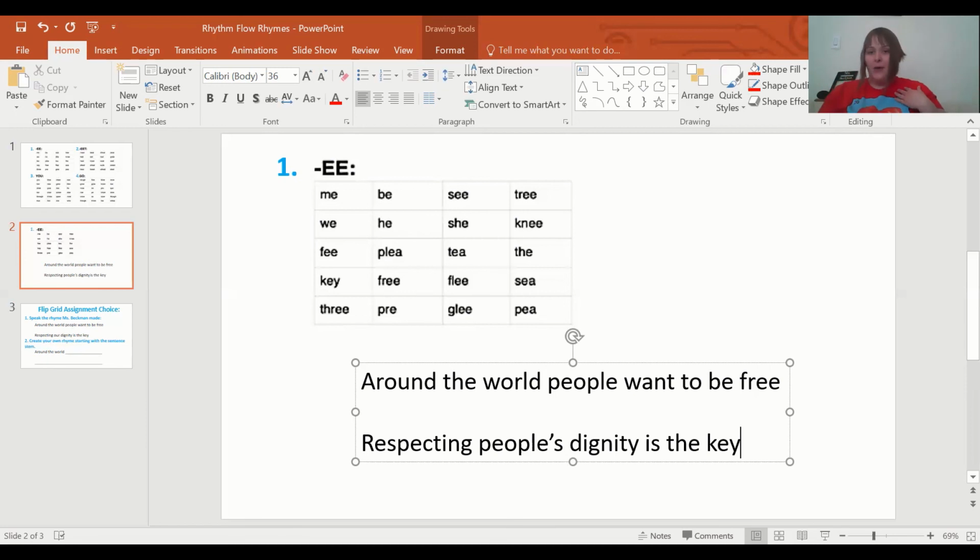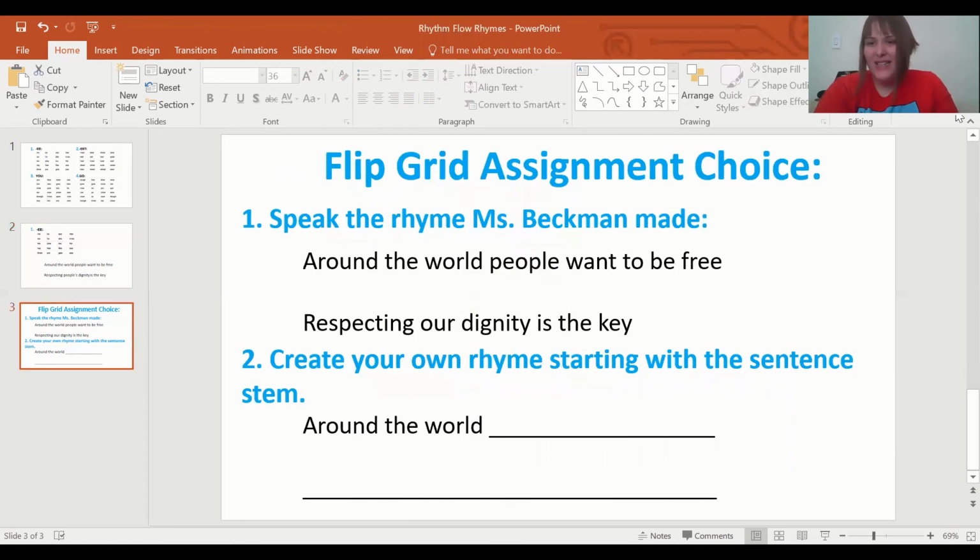So that's my poem. Now, for your poem in your homework for Flipgrid, you have a choice. Your choice is going to be to either do one of 2 things. Number 1, you can speak the rhyme that Miss Beckman made. Around the world, people want to be free. Respecting our dignity is the key. You can speak that on the Flipgrid if you want.